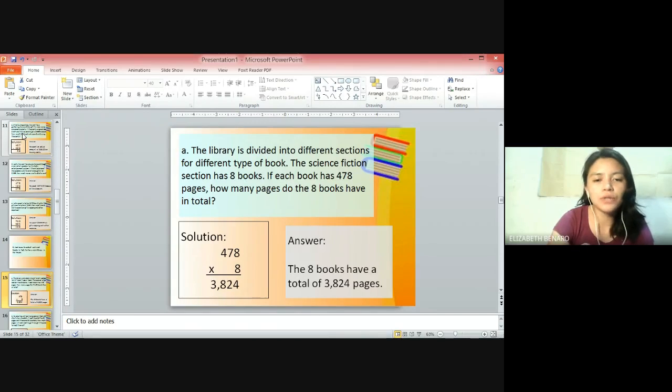So here's the solution. 478 pages of each book times 8 books. So the answer is the 8 books have a total of 3,824 pages.